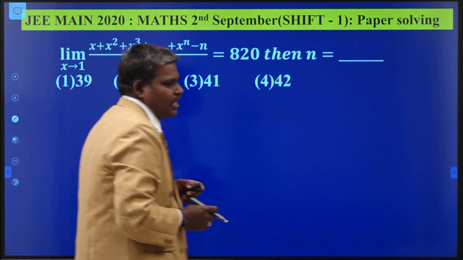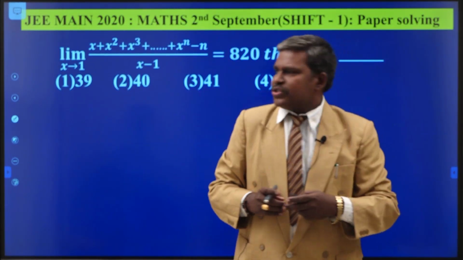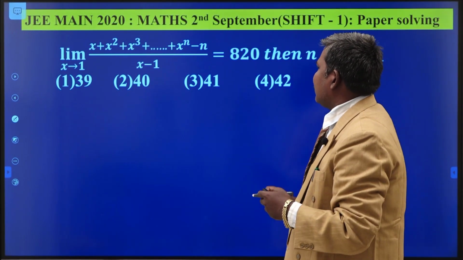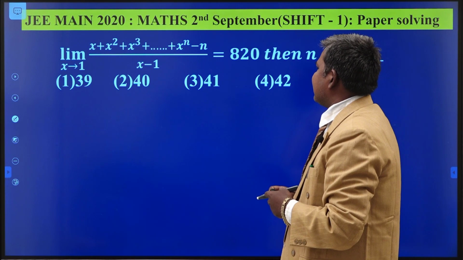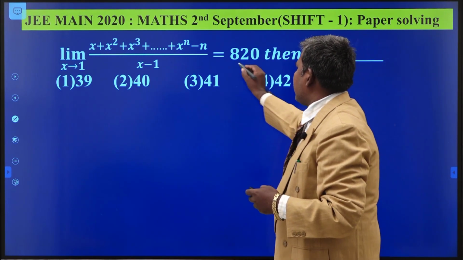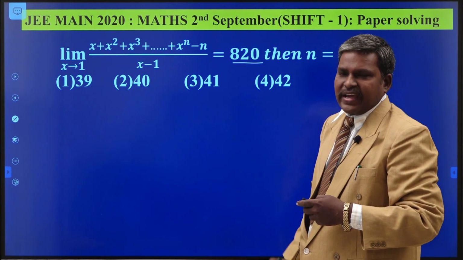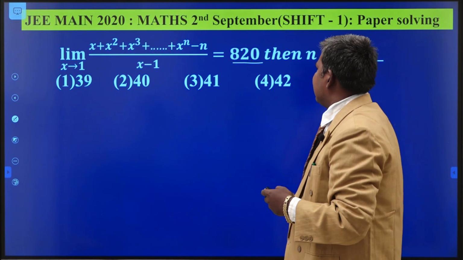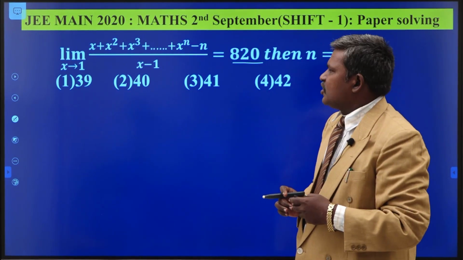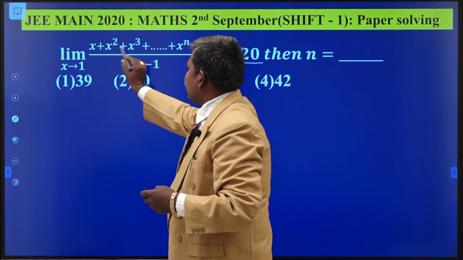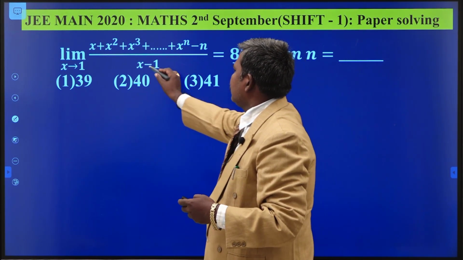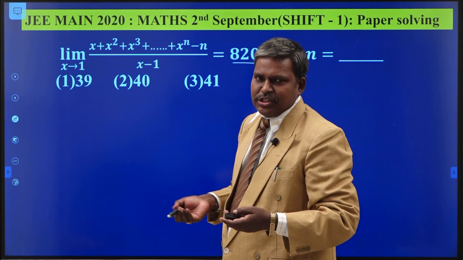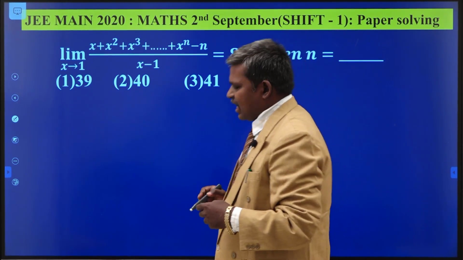See this question. It is also a very easy question. Limit x tends to 1, x plus x square plus x cube and so on up to x power n minus n by x minus 1 is 820. This is a finite value. The limit exists. Then the value of n is what? Substitute 1 here. This is n minus n. That becomes what? 0. By 1 minus 1, 0. 0 by 0 form. So you can apply the L'Hospital rule.